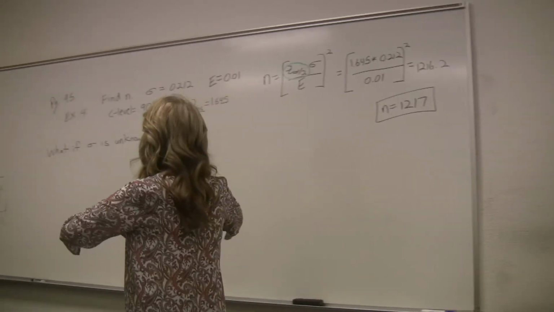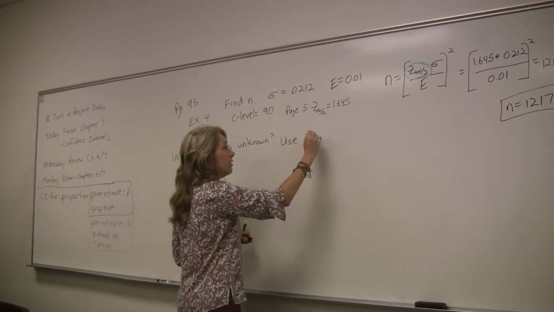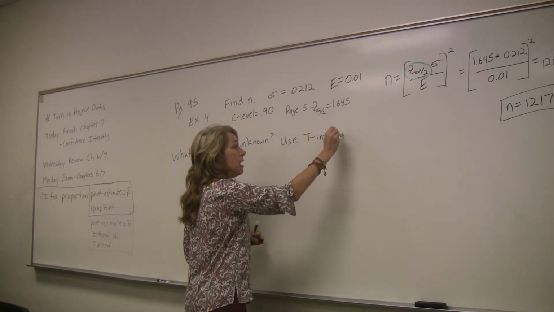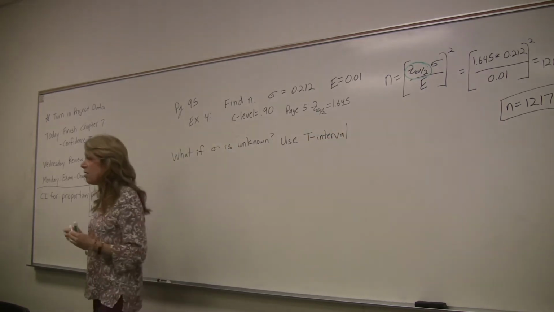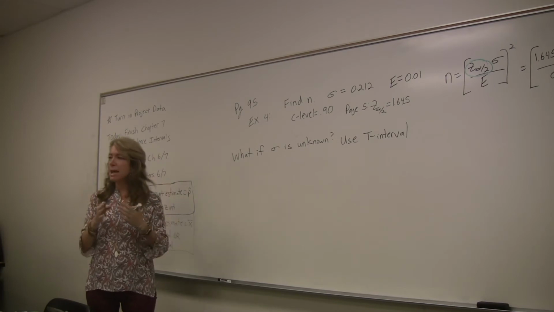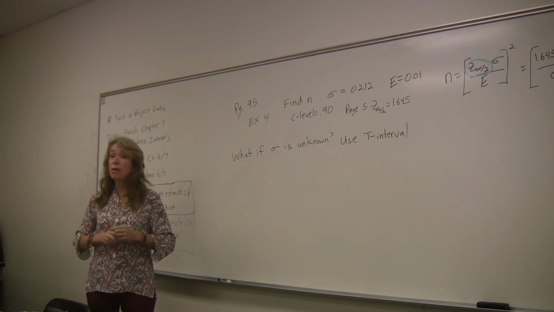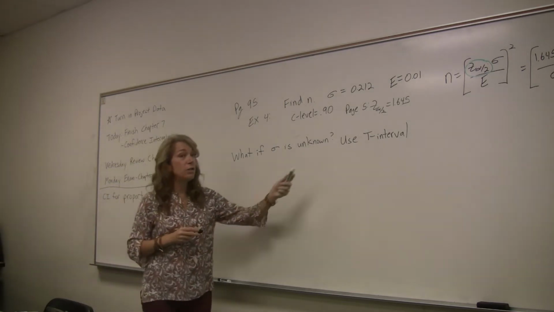If we don't know sigma, we use what's called a T interval. It's actually a new distribution. It's no longer normal. It's kind of like normal, but depending on your sample size, it changes a little bit in terms of how tall or how spread out it is. So your critical values will definitely change when you're using T.